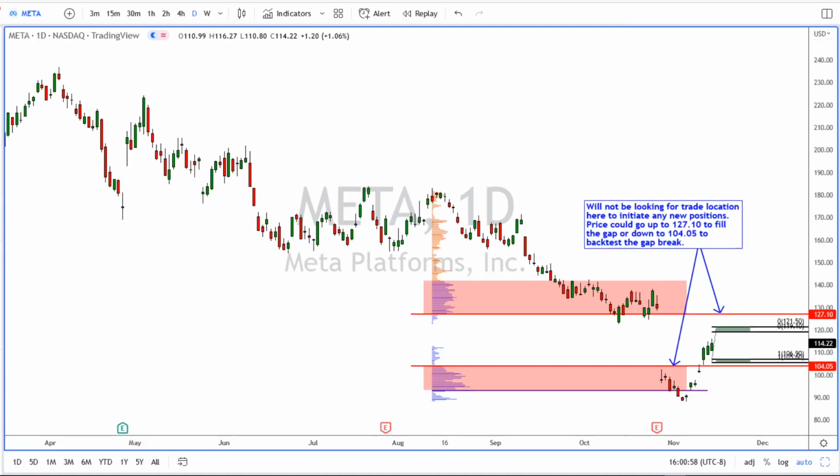And for Facebook, there's actually no trade location that I would even touch right now. Because basically this thing could come up and fill the gap up here at 127.10, or come down and back test this zone here below 104.05. So I will just kind of wait and see.